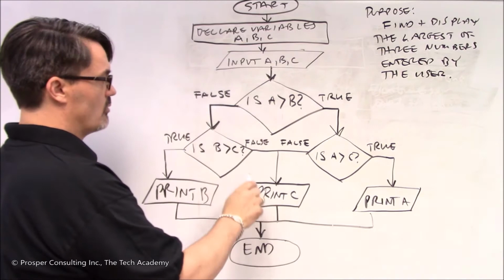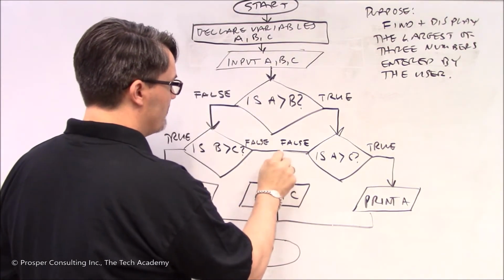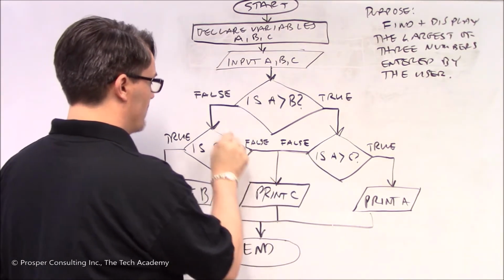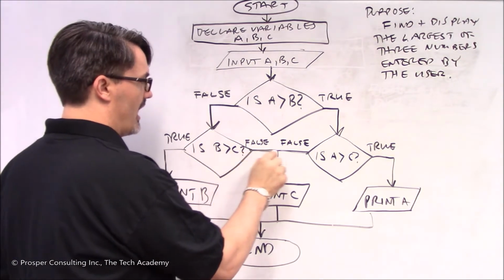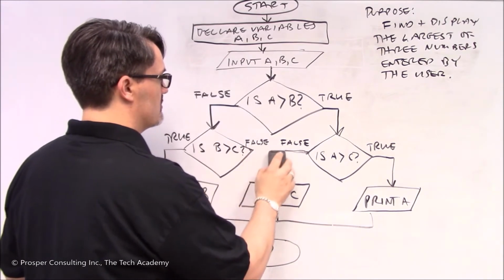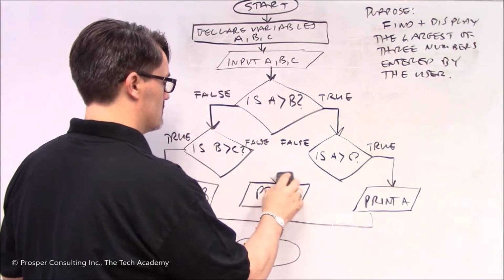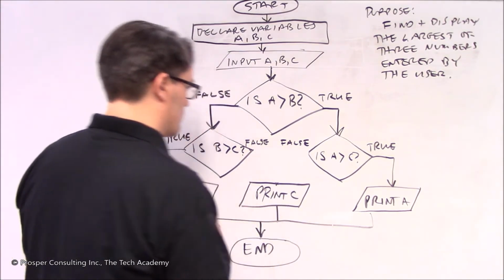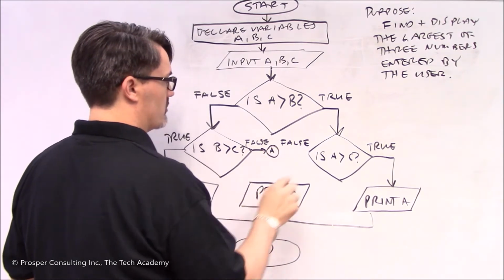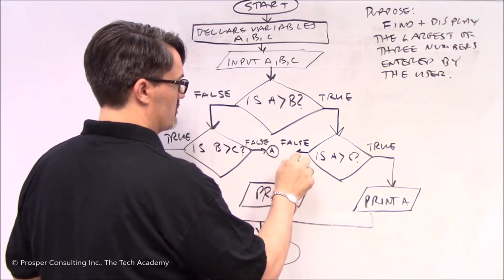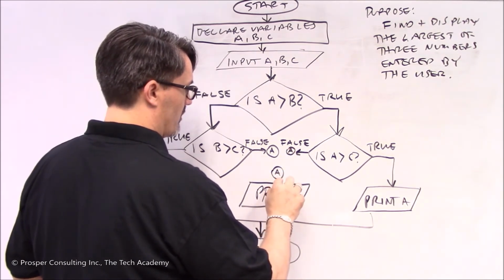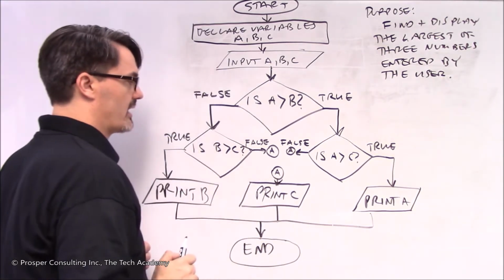Notice right in here where we have both false on this comparison, this operation, this decision, and false on this comparison, operation, decision, and they both result in printing C. You could use an on-page connector like this. You come out of here as a flow line to an A in a circle. You come out of here with a flow line to an A with a circle. And then you have the A with a circle right here and a flow line continuing.